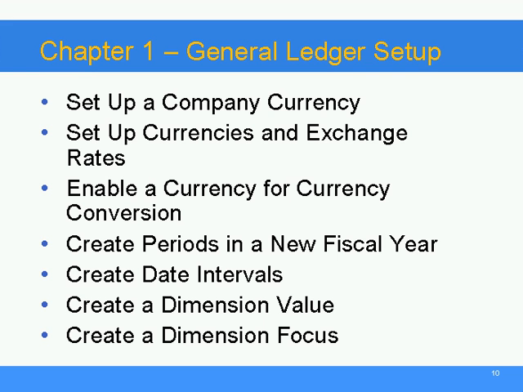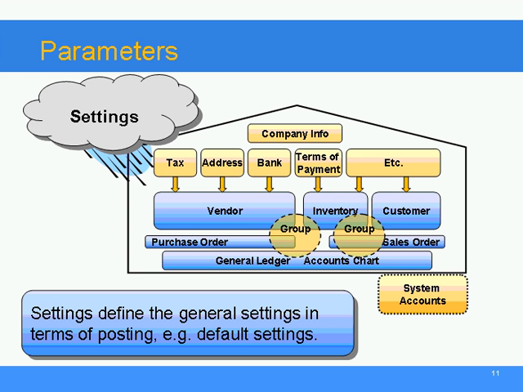You see now all our objectives. Set up a company currency, set up currencies and exchange rates, enable currency for currency conversion, create periods in a new fiscal year, create date intervals, create a dimension value, create a dimension filter. This is general ledger parameters. So you see that all parameters are used not only in general ledger, but in the account receivable, account payable modules as well, in inventory management.